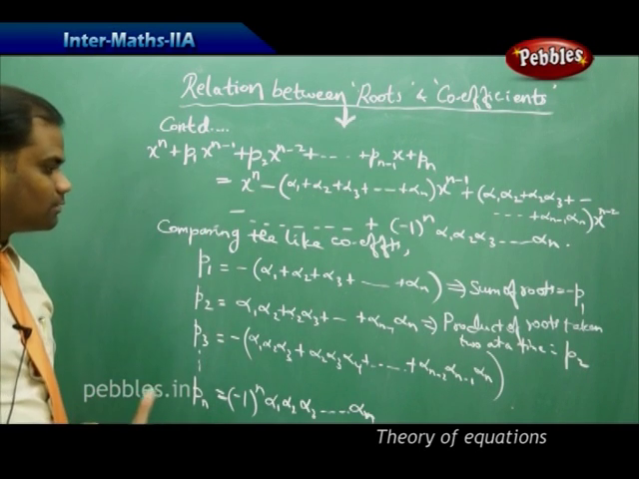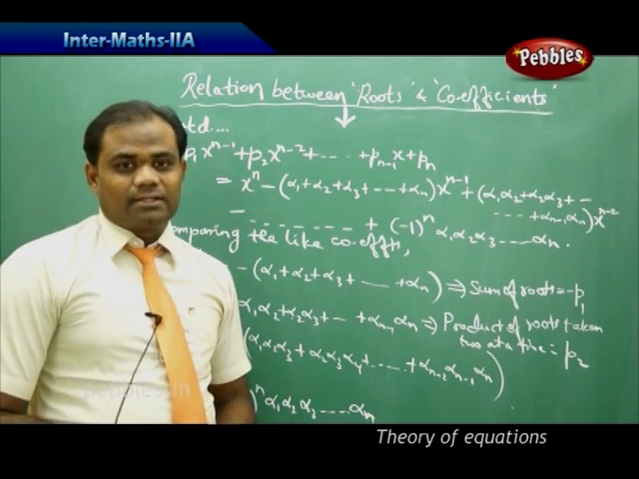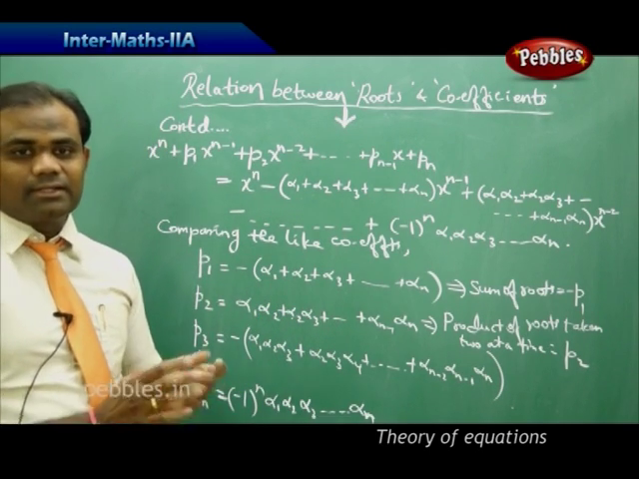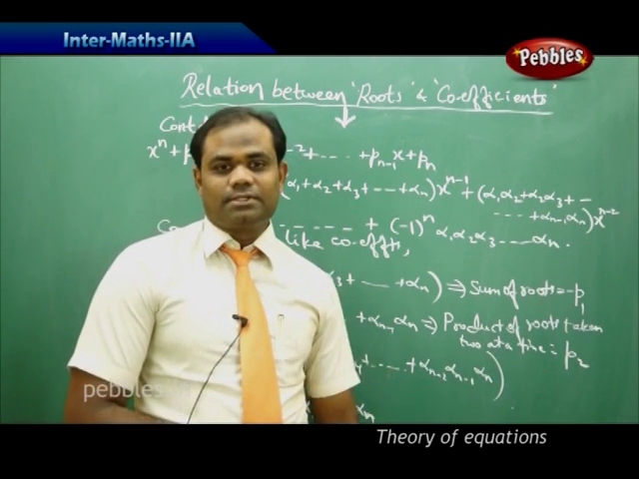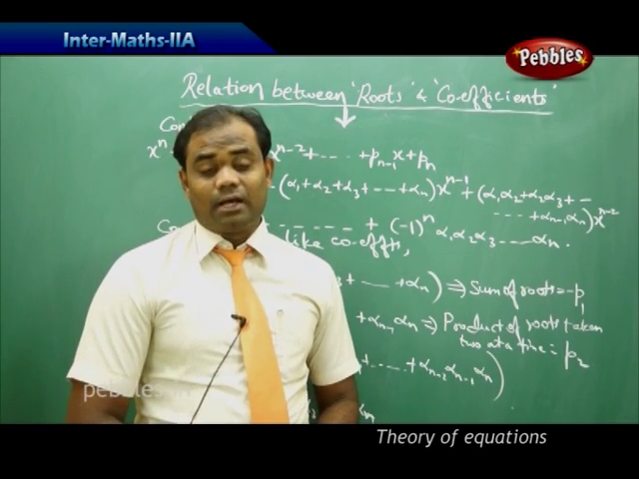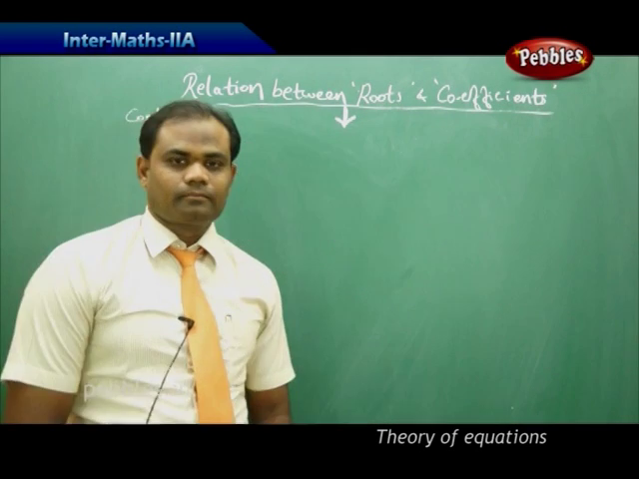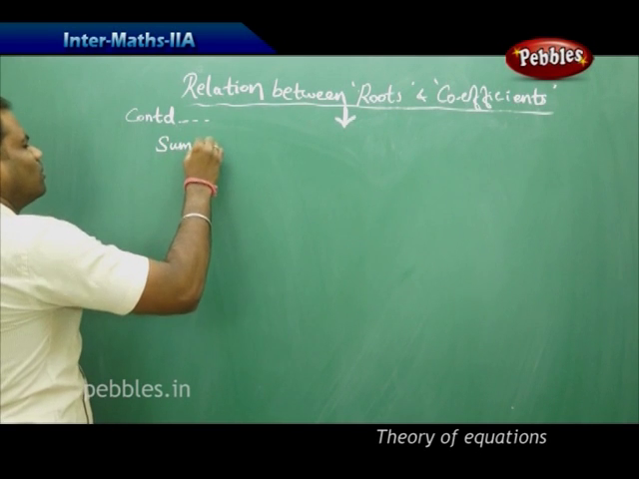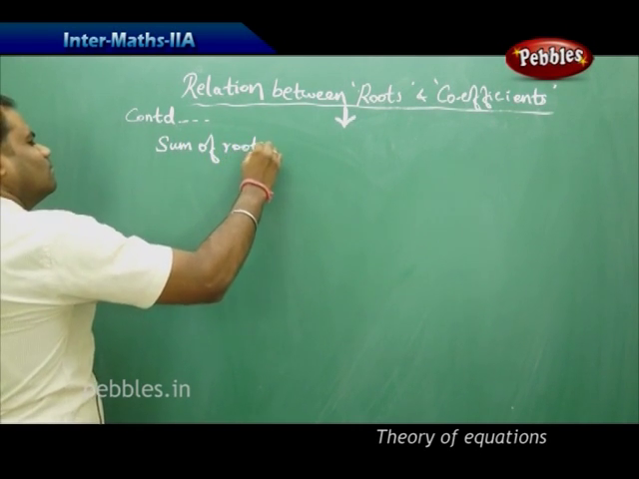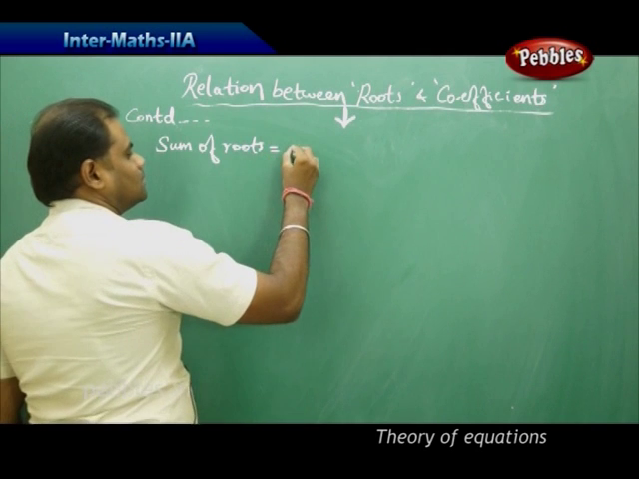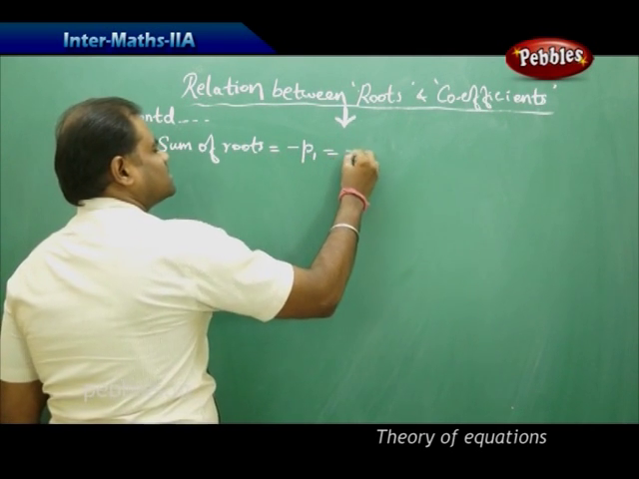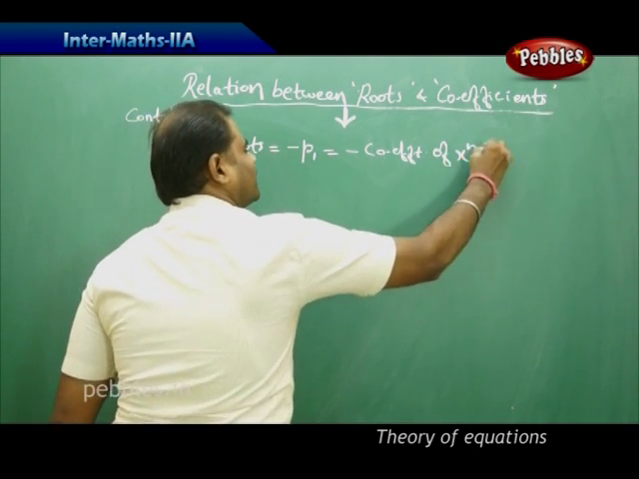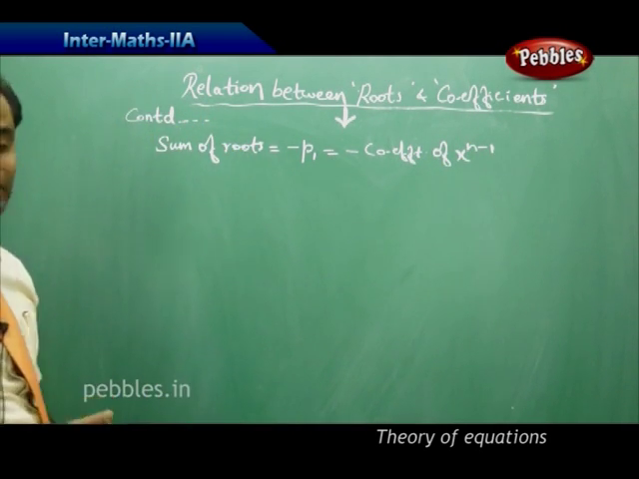So deriving, let's see what we get when we take it as a formula. Each of them, we try to take in the form of roots and the coefficients and see how we can derive a formula out of this conclusion. So therefore, we understand that the sum of roots is minus P1, that is minus of the coefficient of x power n minus 1, which is how we understand the formula.